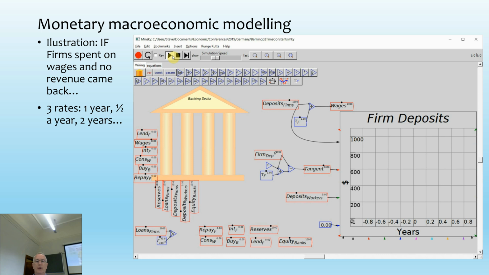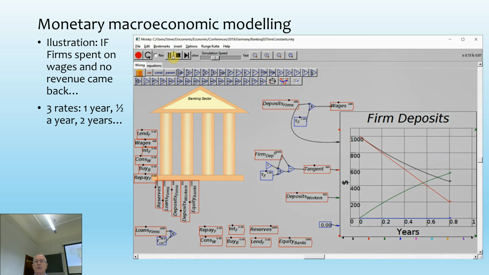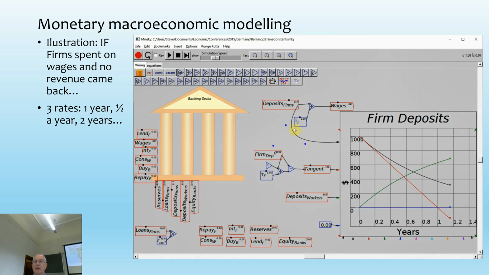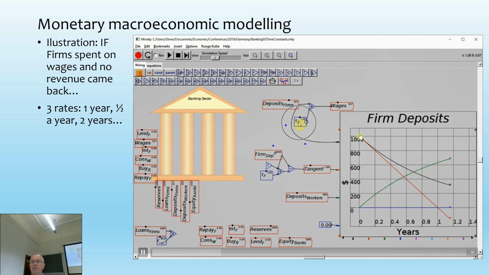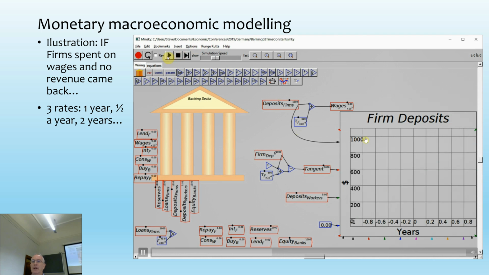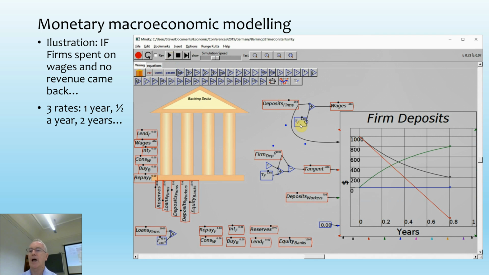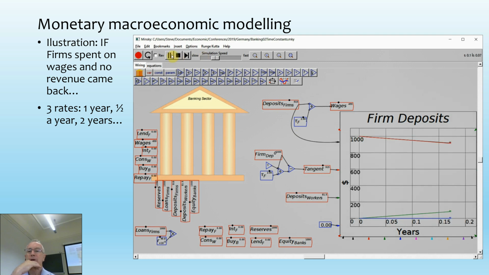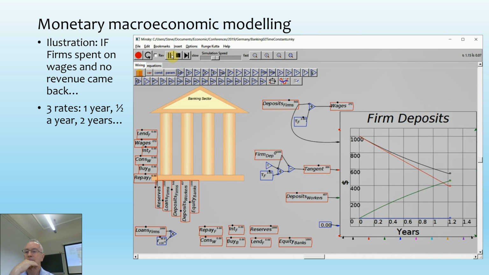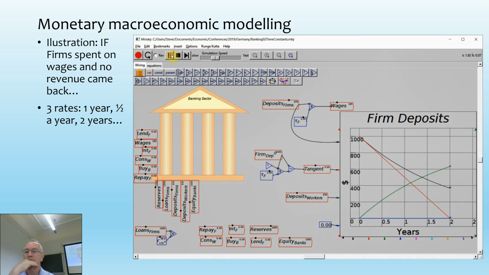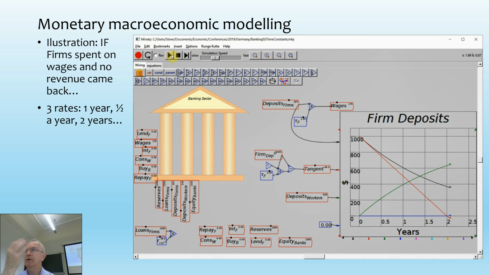So I'll look at 3 different rates here. That's if I have a level for the tau of 1 year. And notice if I draw a tangent from 1,000, then it hits at precisely 1. But the actual rate is an exponential decay rate. Then if I have half a year, it hits at 0.5. Now if we then make it 2 years, then the tangent hits at 2. Okay, and the increase in the amount of money goes to the other sector.